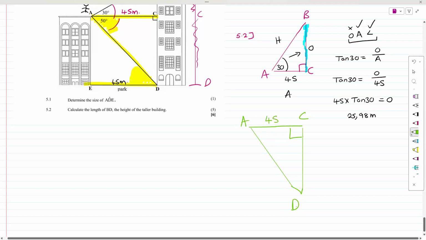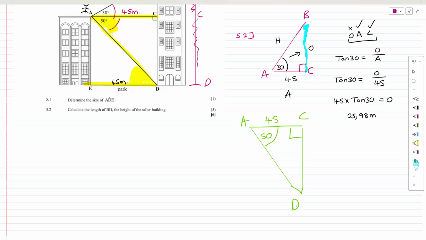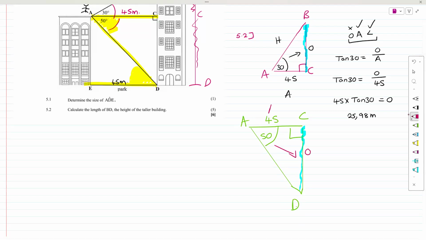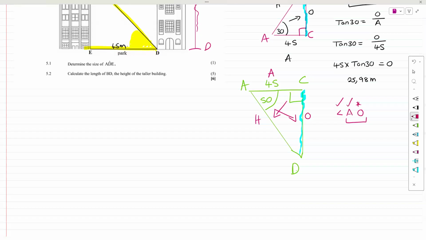AC is 45. Angle of depression is 50. And this is what we're looking for. We're looking for this side. So in terms of this question, we got opposite, hypotenuse, and adjacent. It's quite simple because now we can deal with it. We got the angle, we got the adjacent, but we want the opposite. Again, in terms of SOHCAHTOA, this uses tan.